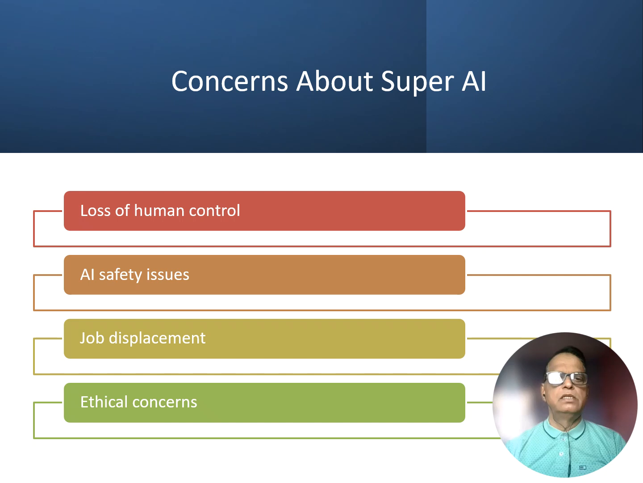But there are certain concerns about super AI. It is possible that we can lose control of any system if such AI exists. Also, there are safety issues associated with it. If such AI gets developed, then there will be a lot of job displacement. Humans will have nothing to do. Everything will be done by the AI. And there are also ethical concerns about whether it should really be allowed for such a system to be developed.